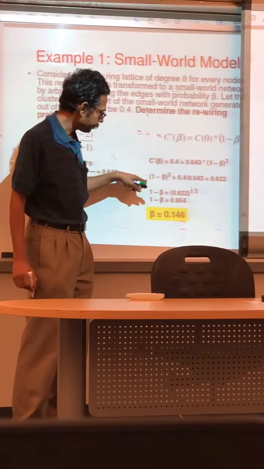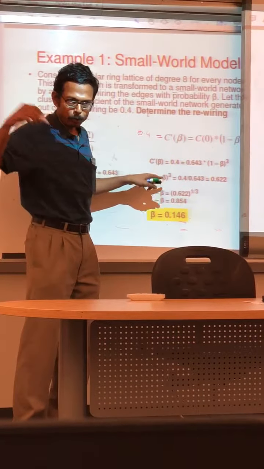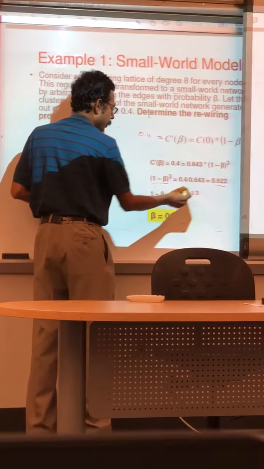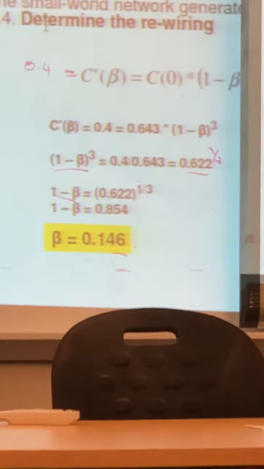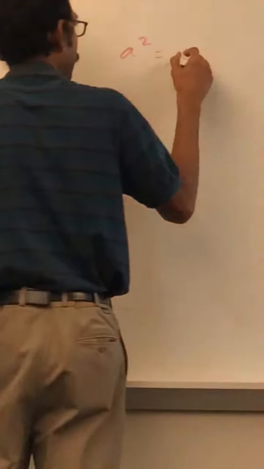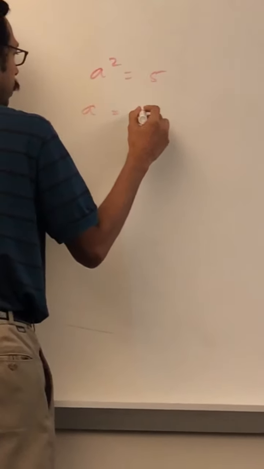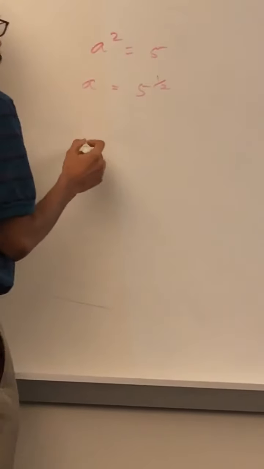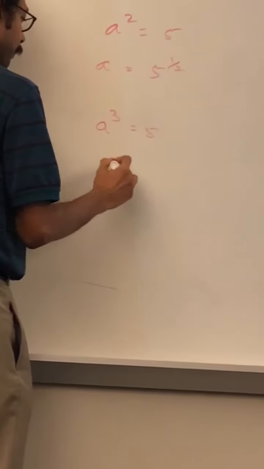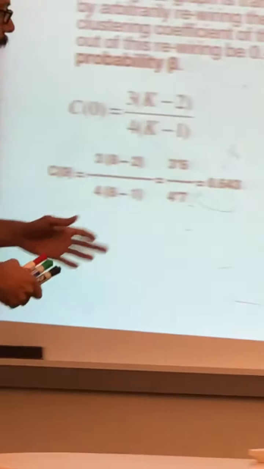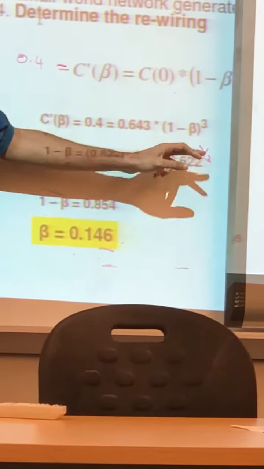Then what you can do? You take the cube root, right? So 1 minus beta whole cube is this number. So 1 minus beta is going to be this number raised to 1/3, right? You know that's the math behind it. If a square is 5, what do you do? You take the square root of 5, which is 5 raised to 1/2, right? If a cube is 5, what is a? 5 raised to 1/3. That's what it means. So 1 minus beta is this value raised to 1/3.